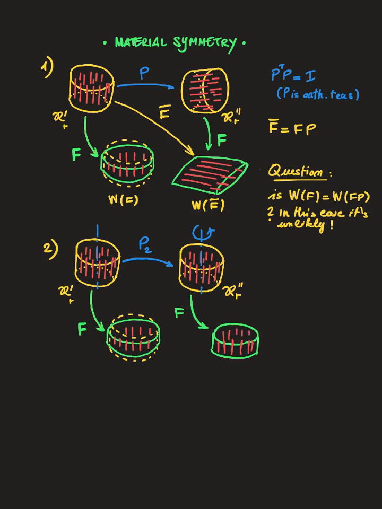And also in this case, I can compute again the total energy of this second passage, just like above. I won't go into much detail since I did it before, but in this second case, F bar will be equal to F P2. And the energy will be W of F bar, which is equal to W of F P2. Now let me pose the same question as above. Is there any good reason to expect that W of F is in this case equal to W of F P2? In this case, the answer is certainly yes.